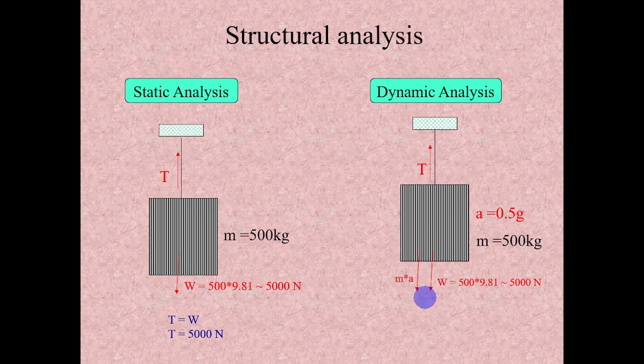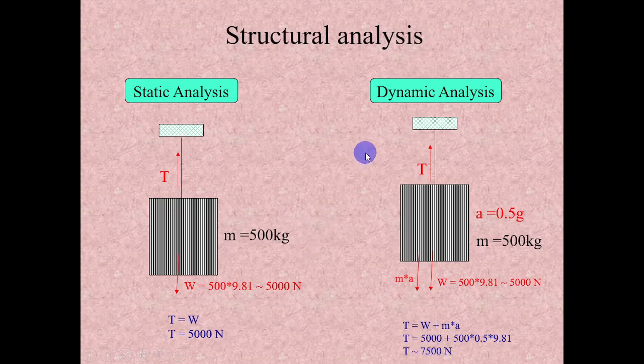If you write the equilibrium equation for this dynamic case, the tension T developed in the rope is equal to the static weight of this lift plus the dynamic component developed because of this movement. So the total force is equal to 5000 plus 500 into 0.5 times the acceleration due to gravity. So the total force is equal to 7500 Newton.